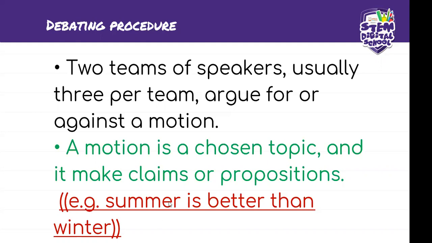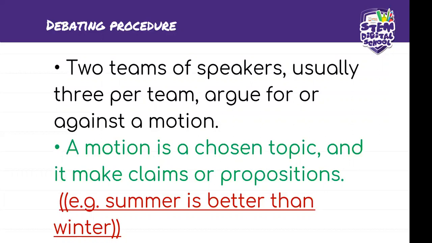In case you are wondering, a motion is a chosen topic and it makes claims or propositions. So you can just think of a motion being a fancy way of saying topic. You know how with debates it seems like everything is so glamorous, so classy. So that is what a motion is. A motion is just a fancy way of saying a chosen topic.